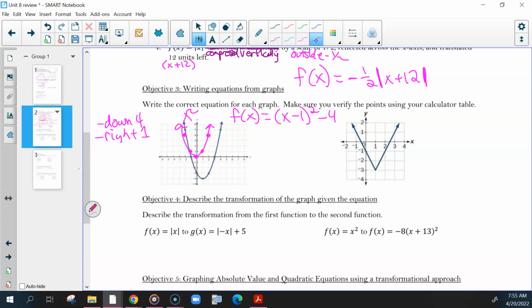For the second one, the original would start at 0, 0, and go up 1, right 1, up 1, left 1, as many times as possible. So again, this is not necessary, but if it helps you see it, you can do that. I see that this was moved down 3 and to the right 1.